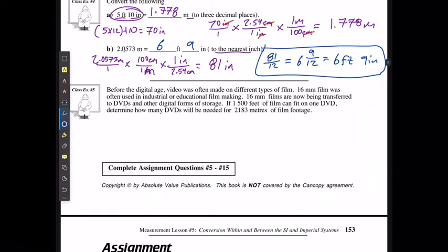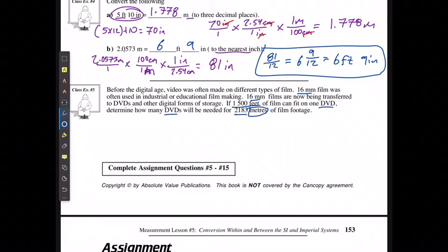Before the digital age, video was often made on different types of film. 16mm film was often used in industrial or educational filmmaking, and 16mm films are now being transferred to DVDs and other digital storage. If 1,500 feet of film can fit onto one DVD, how many DVDs will be needed for 2,183 meters of film footage? Well, there's a couple of conversions that we're going to have to do here.